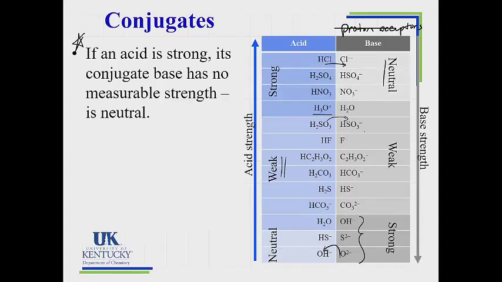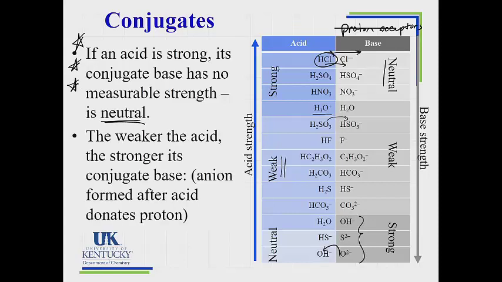And so you'd say, okay, all of these are bases, but the ones that are conjugates of strong acids are not going to accept the proton, because if they did, they'd become a strong acid, and strong acids 100% go right back over to here. So it cannot accept it. So if an acid is strong, you must remember that its conjugate base is neutral. It cannot accept a proton.